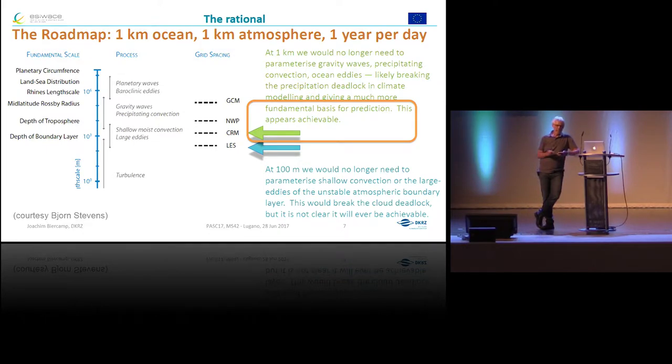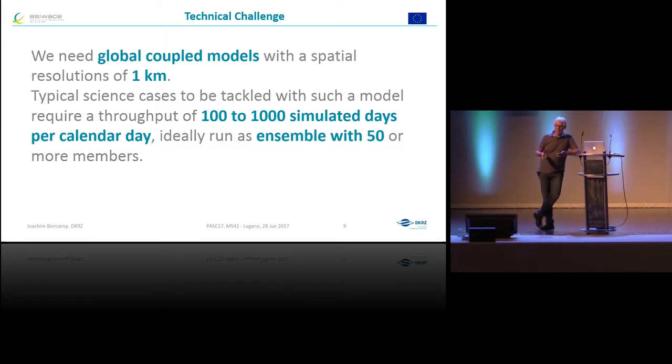100 meters on a global scale is, I don't know, quantum computing, maybe not the right answer, but we do not know what the answer is and if this will ever be possible. So the challenge: we need global coupled models. We want a resolution of at least 1 kilometer globally, and we need a decent speed up. So something like about one simulated year per calendar day is what we need to aim at. And to get the statistics right, you would do this as rather large ensembles.